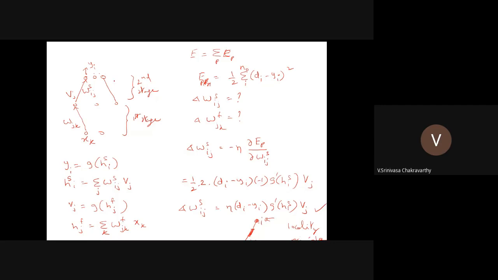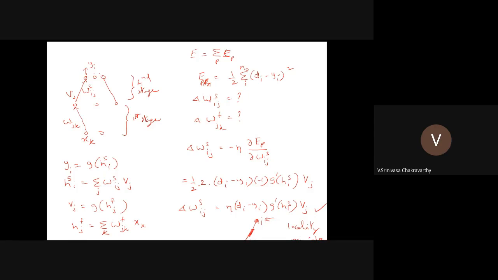Now, how do you update all the weights? Because training means updating all the weights in such a way that the output error goes down, or ideally goes to 0. So this is the output error, and if you take the error corresponding to the pth pattern, that is Ep, it is given by this expression, the sum of the output errors at each of the output neurons.